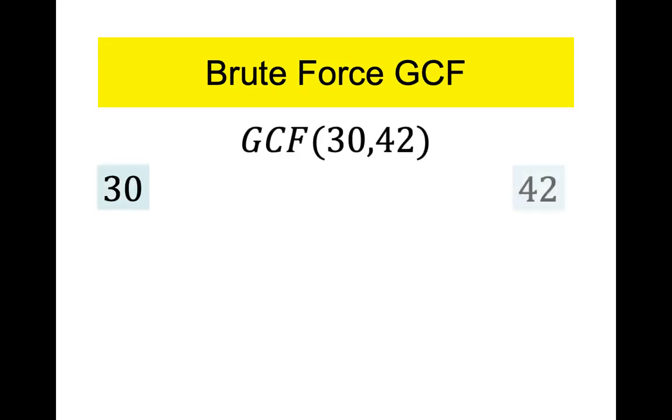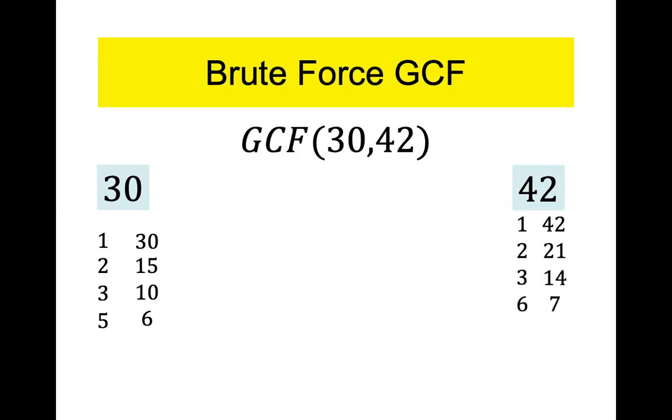All right, last class we did GCF by brute force, prime factorization, just a quick review. So to do GCF, greatest common factor, brute force, we write the two numbers. We write every factor of 30. 1 and 30, 2 and 15, 3 and 10, 5 and 6. We do the same thing for 42. 1 and 42, 2 and 21, 3 and 14, 6 and 7. And we figure out which is the biggest number they have in common. What's the biggest number they have in common? 6.